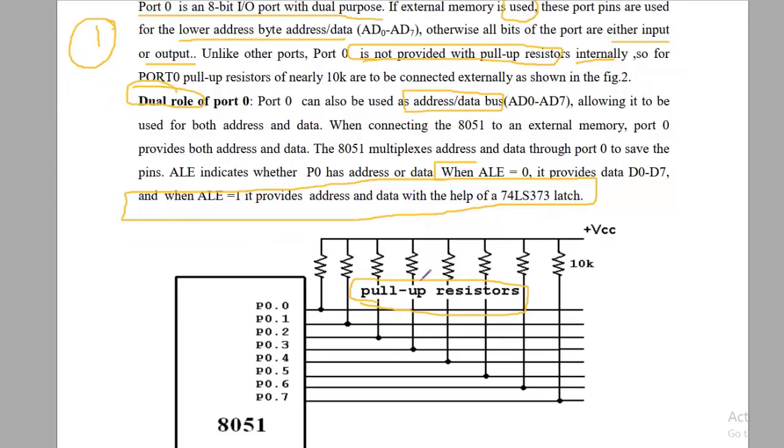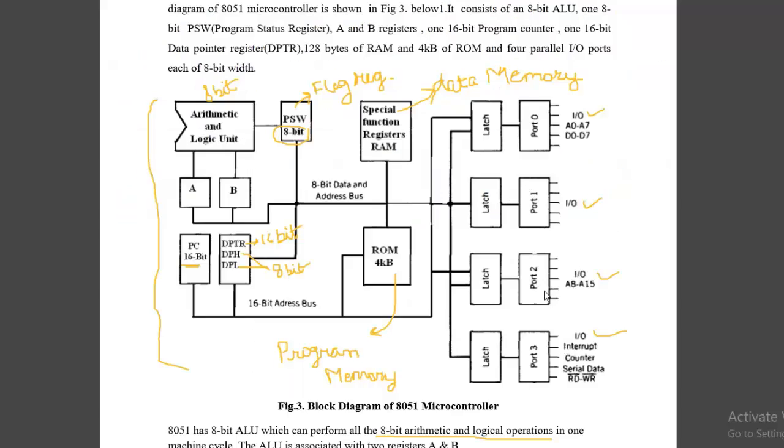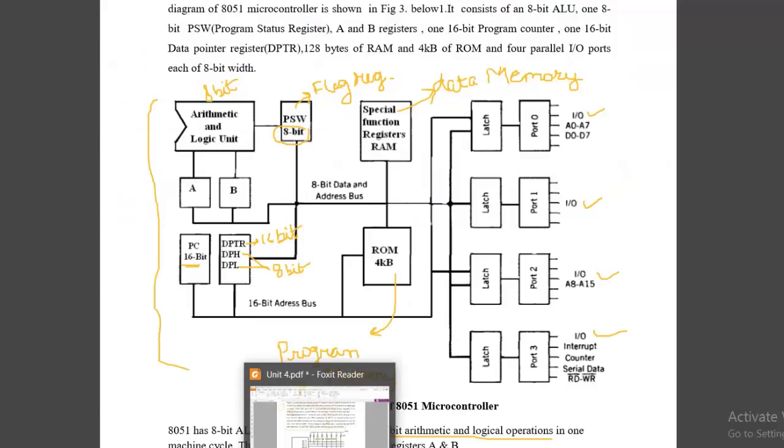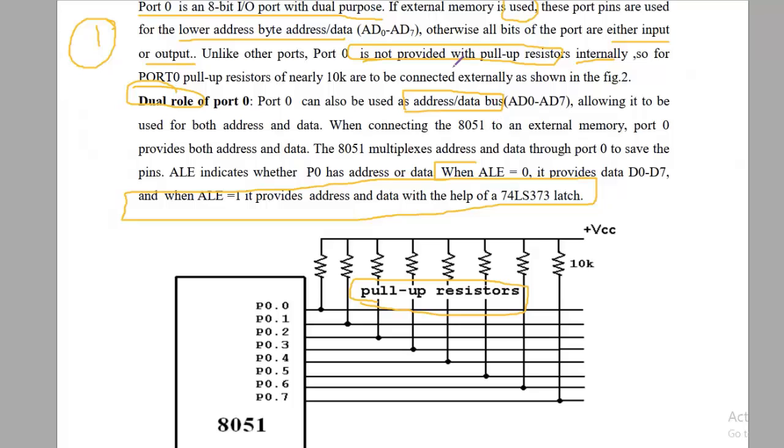Okay, next thing is the pull up registers. Basically, port 0 is not provided with an internal pull up register. Generally, all the ports such as port 1, 2, and 3 have the internal pull up register, but port 0 does not, so it is provided externally using these. Each register is of 10k.